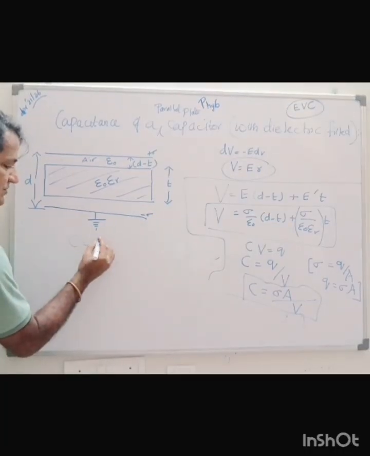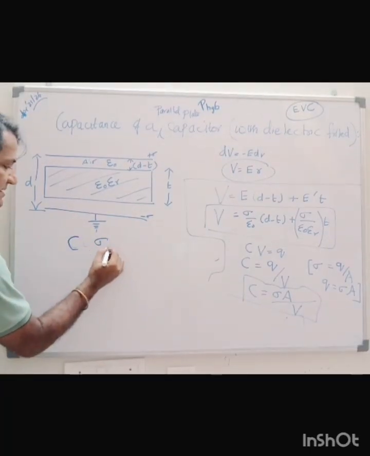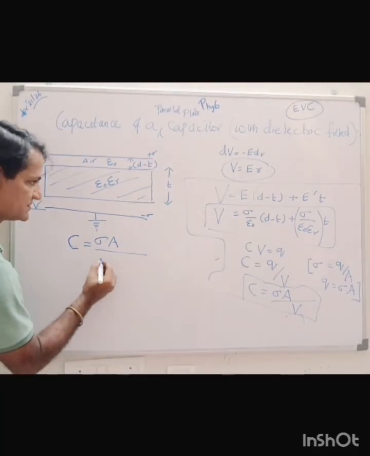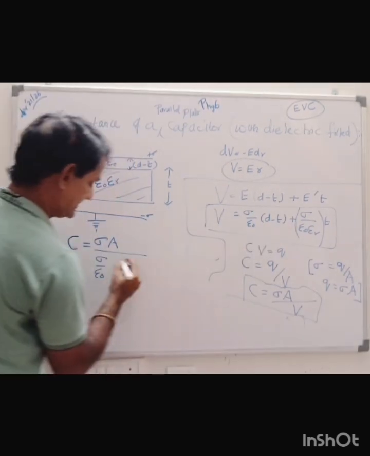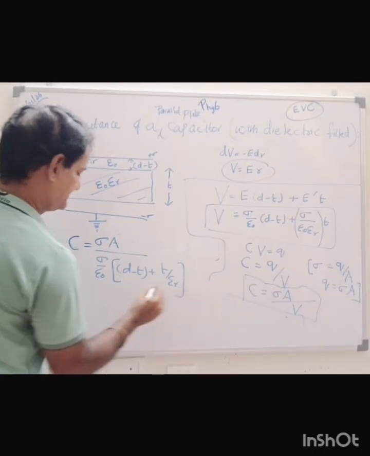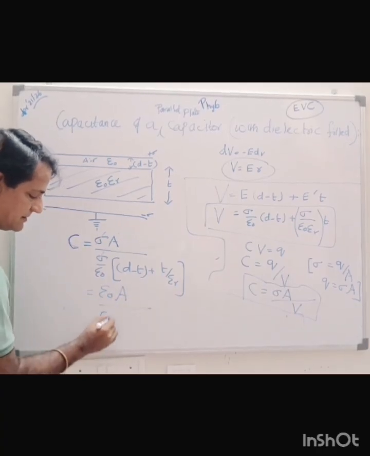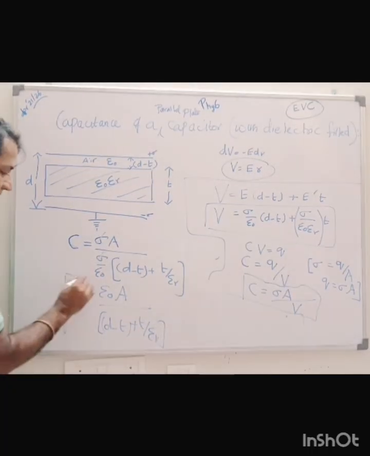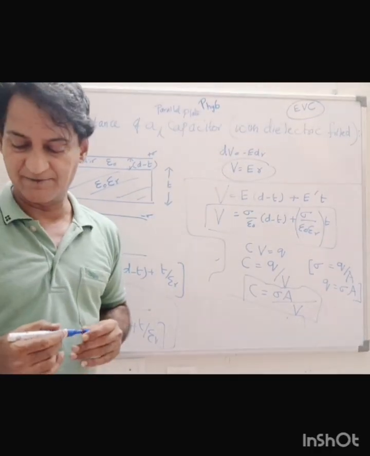So C is equal to sigma A by V. The V formula has to be substituted here. Taking sigma by epsilon naught outside commonly, we get d minus t plus t by epsilon r. So sigma gets cancelled. The formula will be C is equal to epsilon naught A divided by (d minus t plus t by epsilon r). This is the formula for the capacitance of a parallel plate capacitor with dielectric field.